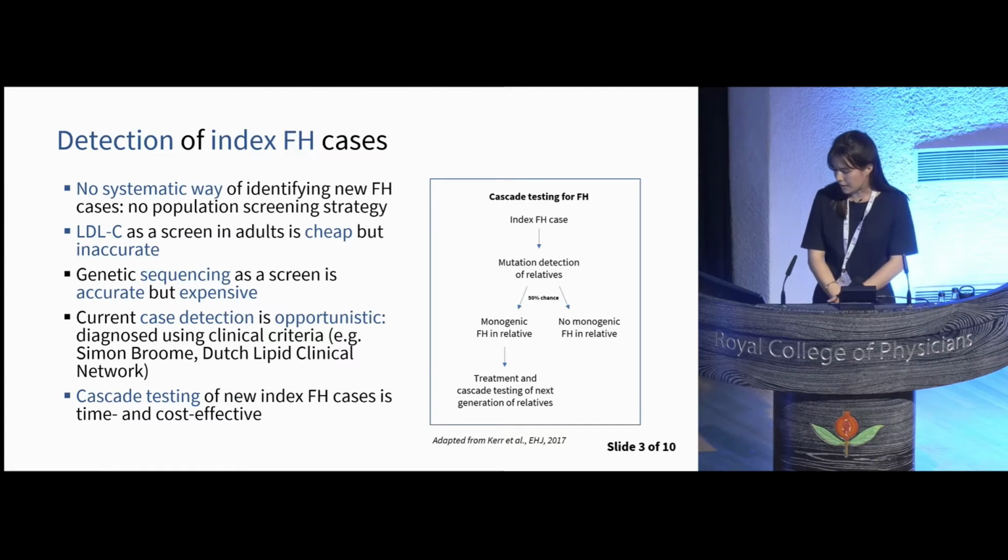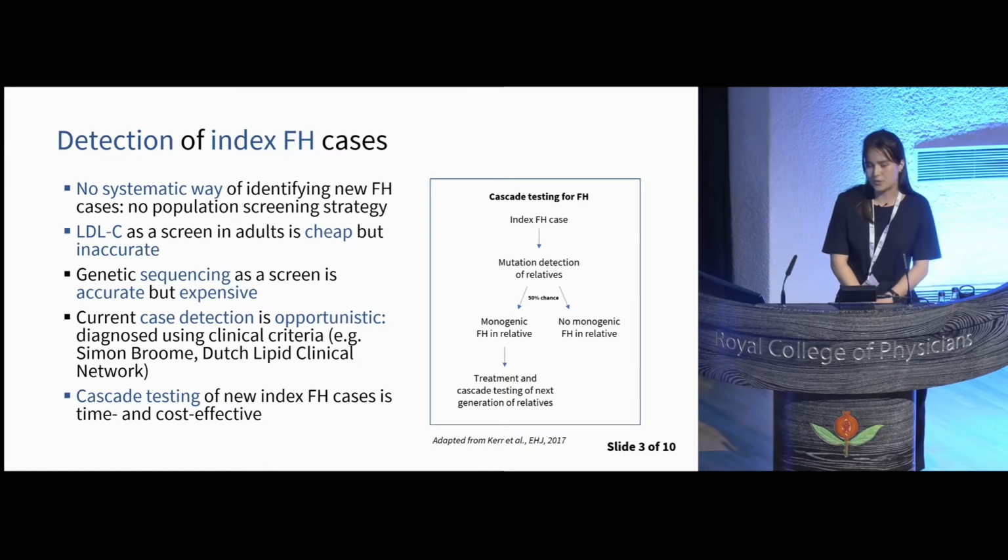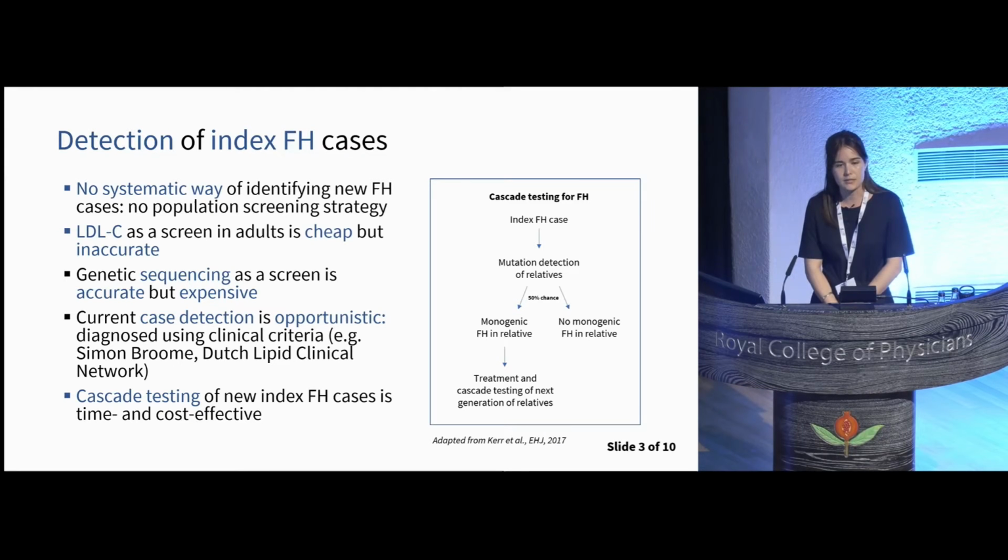The main reason why FH is highly underdiagnosed is because there's no systematic way of identifying new FH cases in the population. So there's no population screening strategy in place for FH in the UK. If we use LDL cholesterol concentration as a screen to identify monogenic FH cases, this is cheap, but it's also highly inaccurate because other factors influence LDL cholesterol levels throughout a person's lifetime. If we use genetic sequencing of FH variants as a screen for FH, this is highly accurate, but it's also very expensive to do as a population-wide screening strategy.